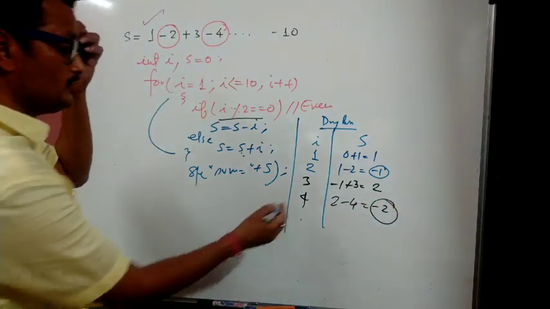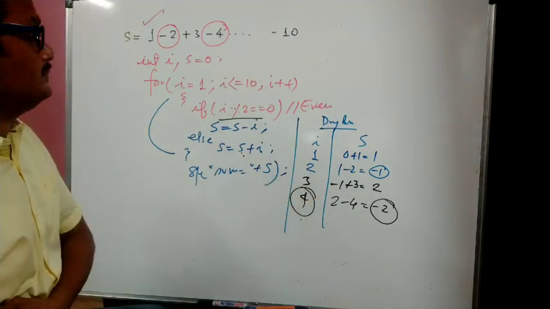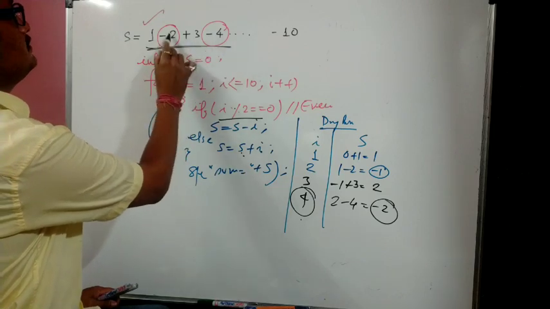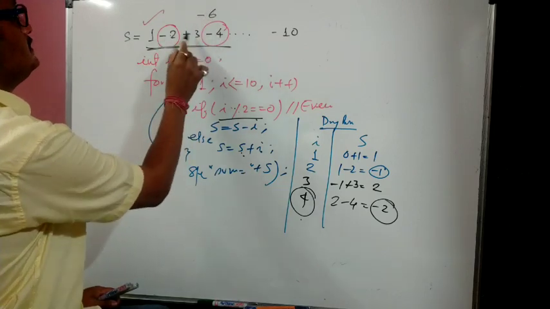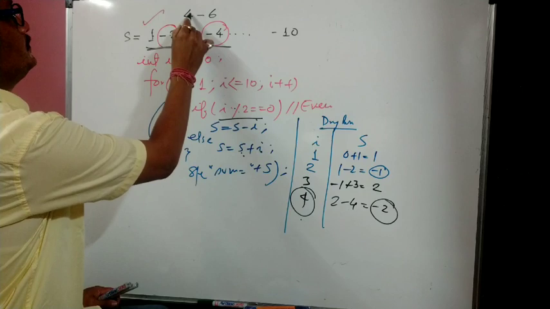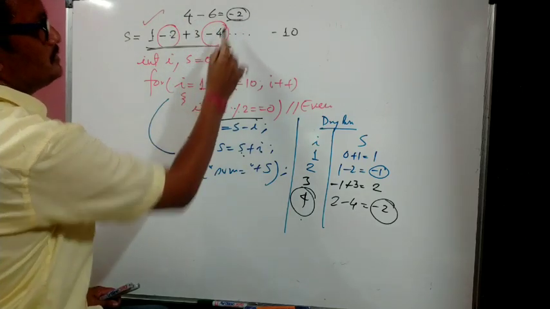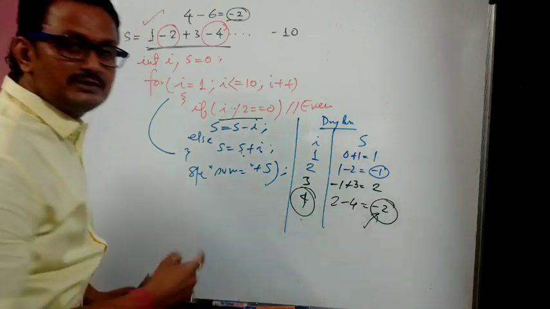How many times does i execute? Up to 4 times. When you calculate this part, just check. Minus 2 minus 4, that is minus 6. 3 plus 1, this is 4. So your answer will be minus 2 up to 4 times. Minus 2 up to 4 times, minus 2. That means this process is.